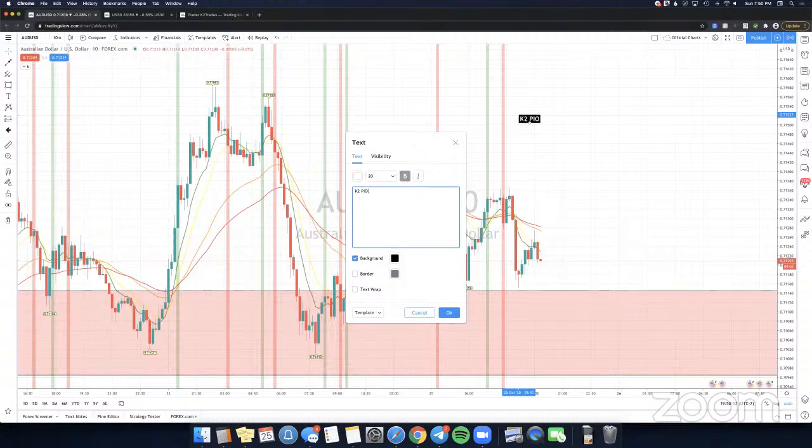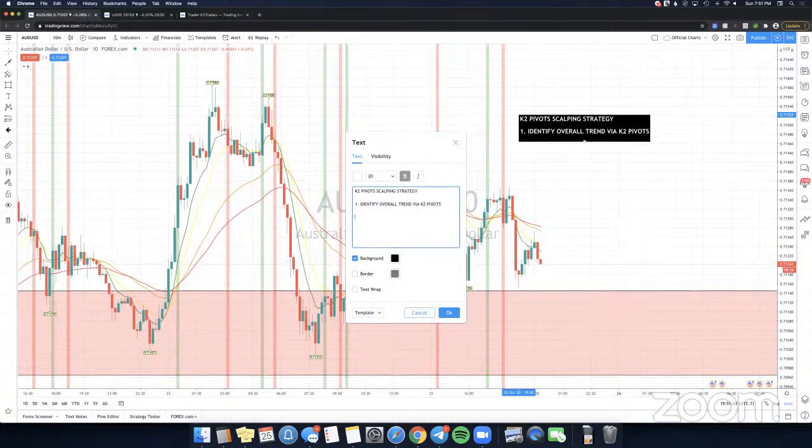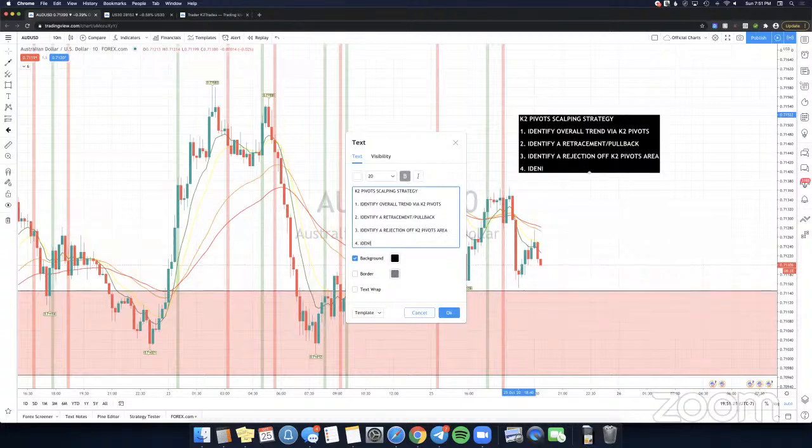So this is the K2 pivots scalping strategy. First, you're going to identify the overall trend using the K2 pivots. Two, you're going to identify a retracement pullback. Third, you're going to identify a rejection of the K2 area. And lastly, you're going to identify a valid K2 signal. Once all those are met, you can enter on the open of the following candle.